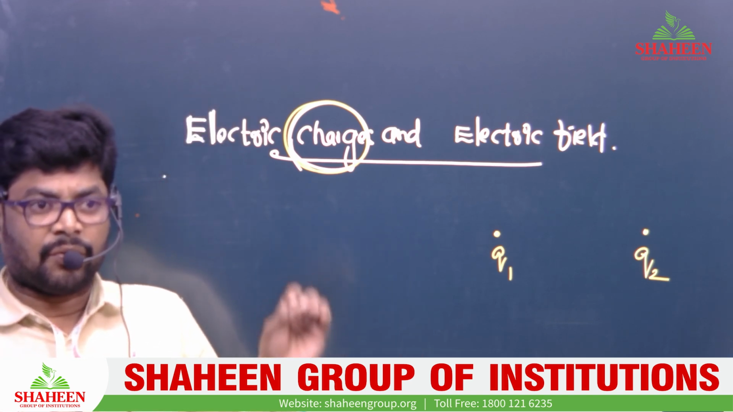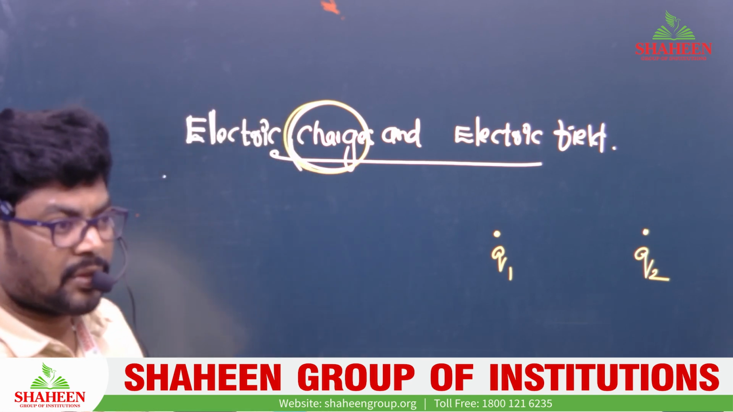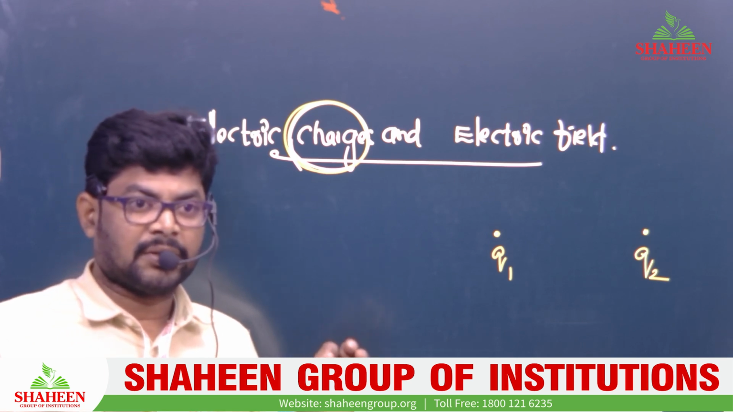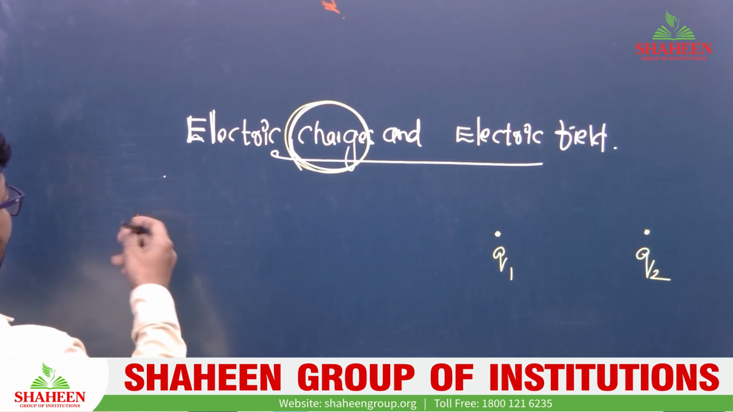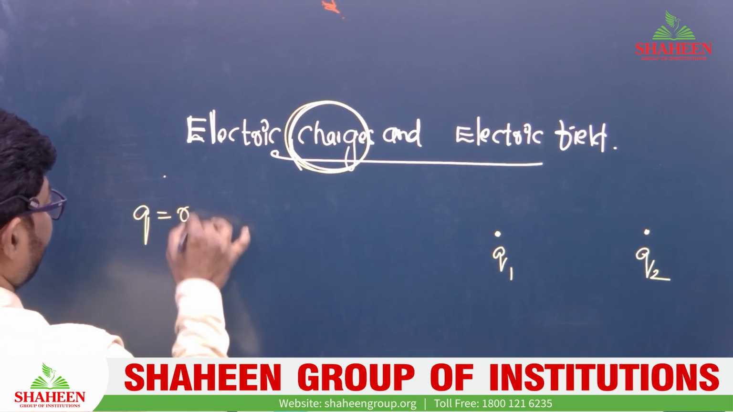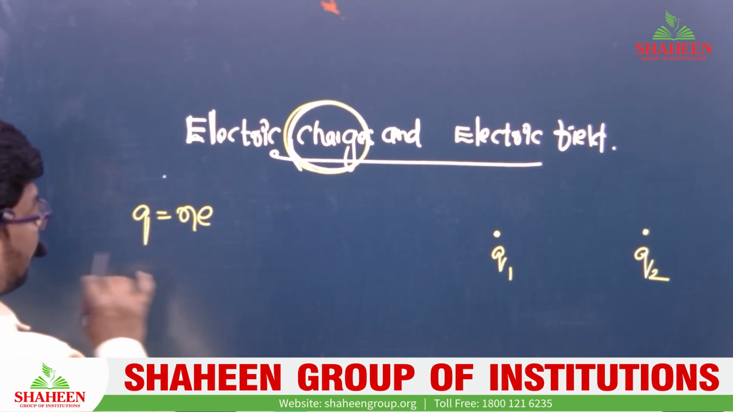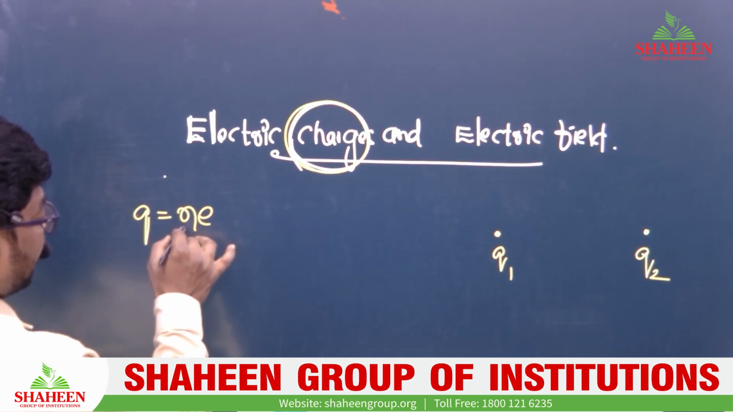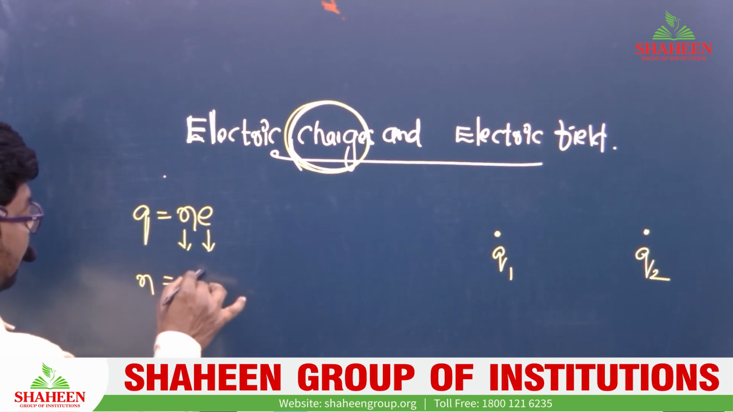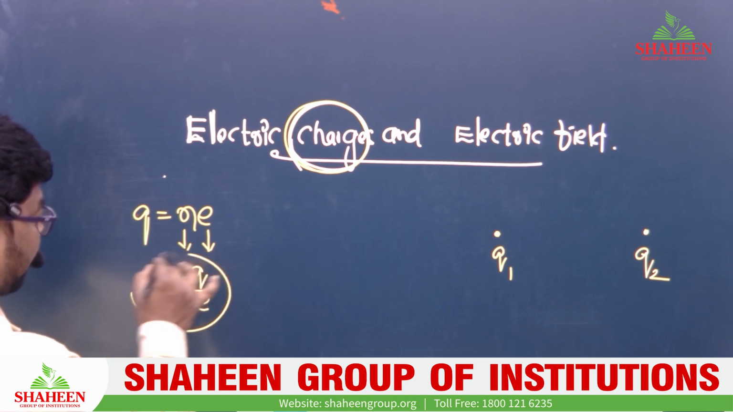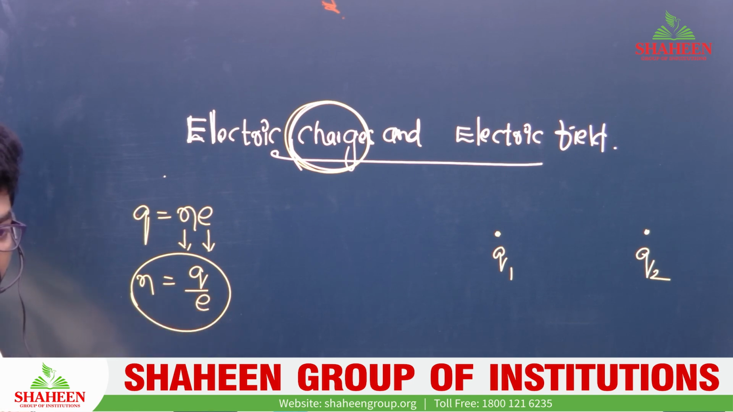And charge is quantized in nature. It's important. Charge is quantized means Q equals N times E. The total charge of a body is equal to N times the charge of an electron, where N is an integer and E is the charge of an electron. So to find the number of electrons, the formula is total charge of a body upon charge of an electron.